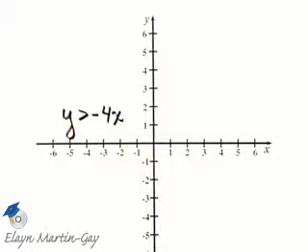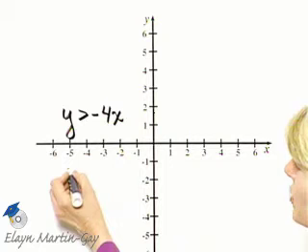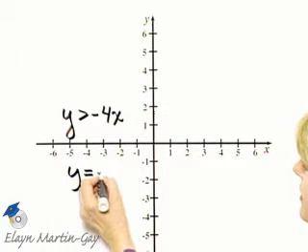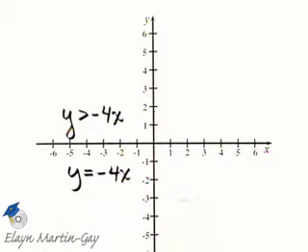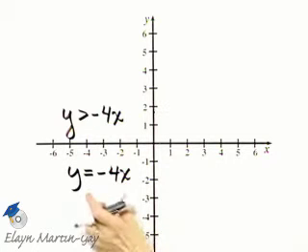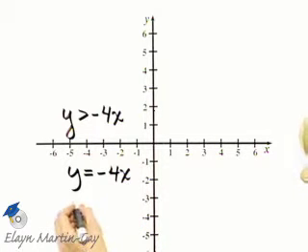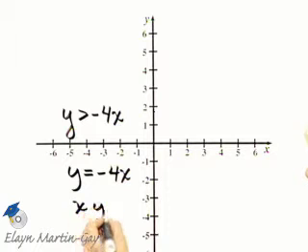Let's graph this linear inequality in two variables. y is greater than negative 4x. So we start with the related equation, y equals negative 4x, and we find the boundary line by graphing this equation. So let's find some ordered pair solutions of this equation.